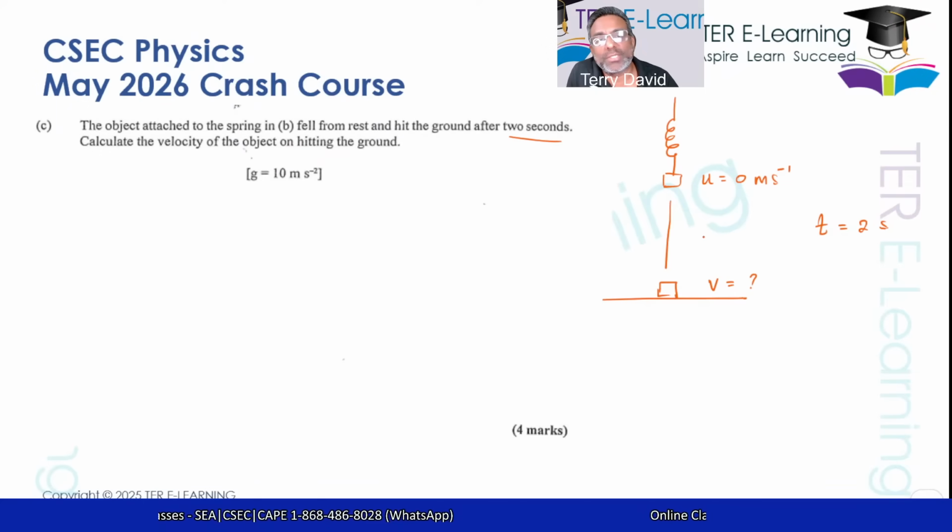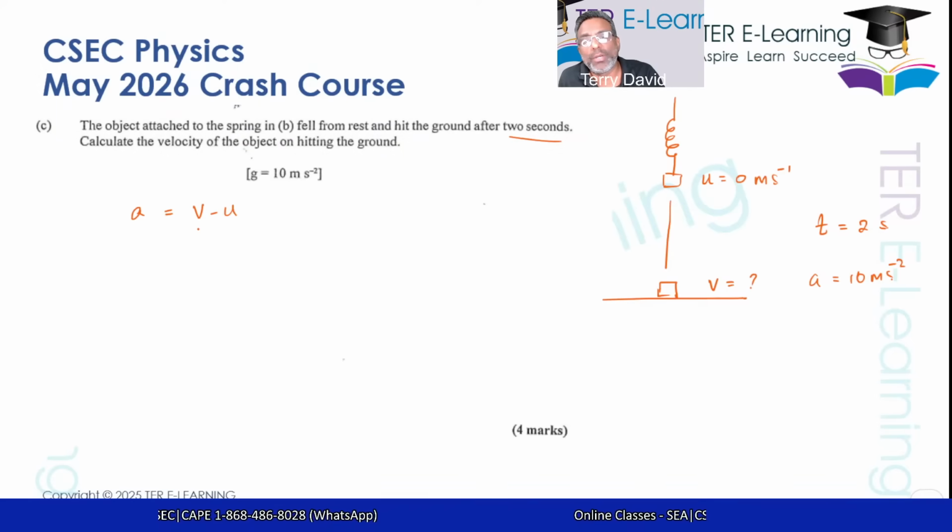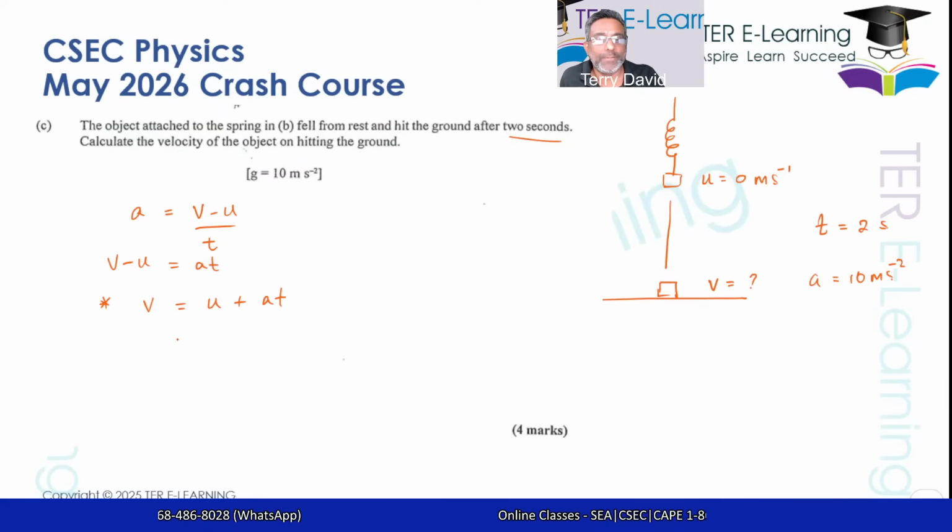Now, when an object falls, it falls with a particular acceleration, and that acceleration is equal to g, which is 10 meters per second squared. So we're going to use that information to work out what v is. Acceleration is given by v minus u all over t. If I rearrange this formula, I'll get v minus u is equal to a times t. So v is equal to u plus at. In some schools, they would have taught you that the final velocity is simply u plus at. So your initial velocity is 0 plus the acceleration, 10, multiplied by the time, which is 2. So 10 times 2 is 20. So your final velocity, or the velocity on hitting the ground, is 20 meters per second.